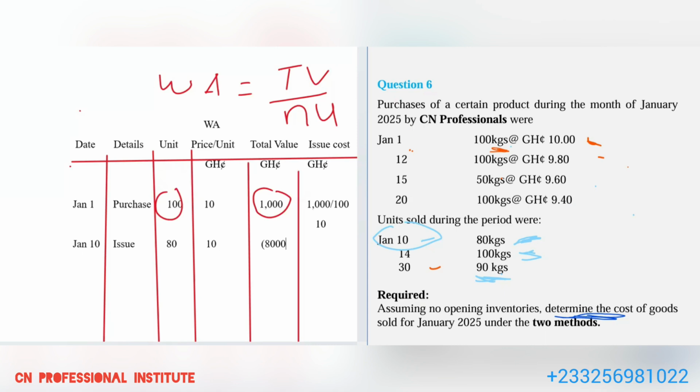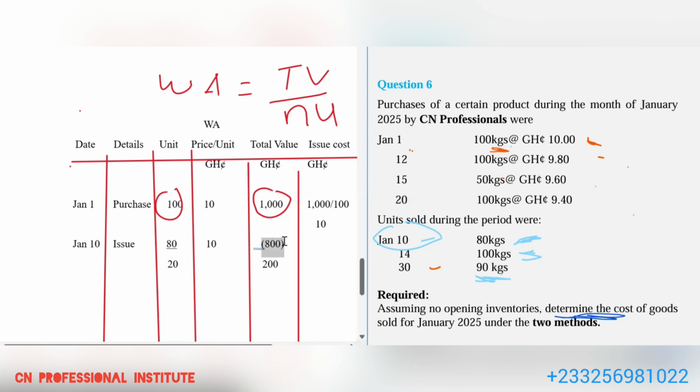Okay. Then we go to the next. So we can even check the balance after the issue. So after the issue, what will be our balance, right? So we had 100, we issued 80, or we sold 80. So we'll be left with what? 20, right? So we'll be left with 20 at 10 cities, and that will give us what? 200, right? So this is the balance.